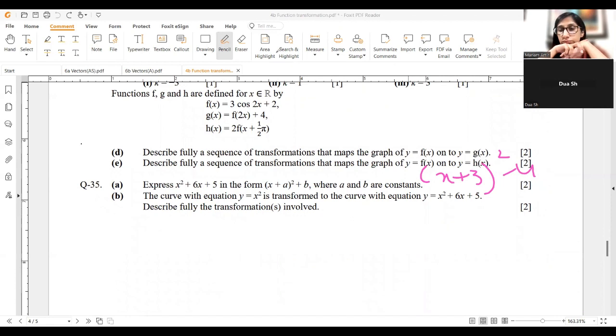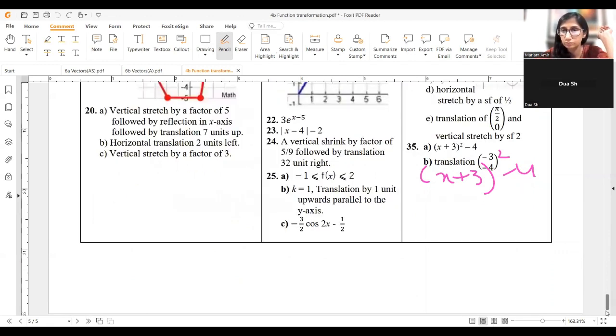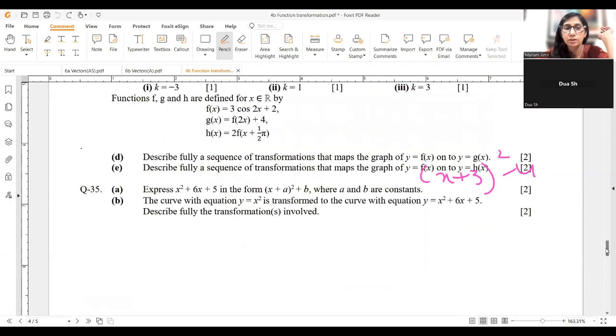First, there's a translation. It's moving to the left, so minus 3 by 0. No, you can write the transformation together. So minus 3, minus 4. Yes, translation by (-3, -4). Let me check the answer. Yes. All right, so that's all from this worksheet.